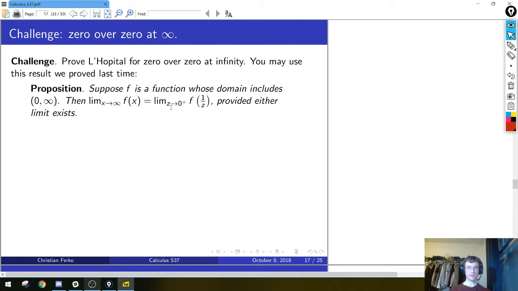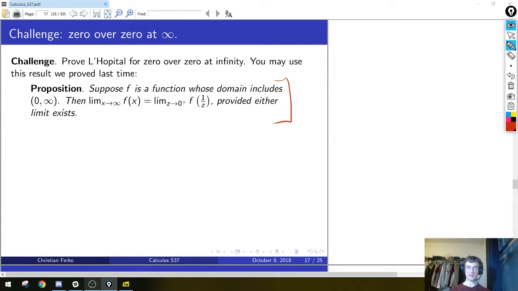Good. One more challenge in this section, and then I'll give you the proof of the hard thing. So first, what are we doing in this section? Well, I gave you three versions of L'Hopital: 0 over 0 at a, 0 over 0 at infinity, and infinity over infinity at infinity. We already proved the first one, 0 over 0 at a. Now I will ask you to prove 0 over 0 at infinity. But this one's actually not so hard because we proved a result last time.